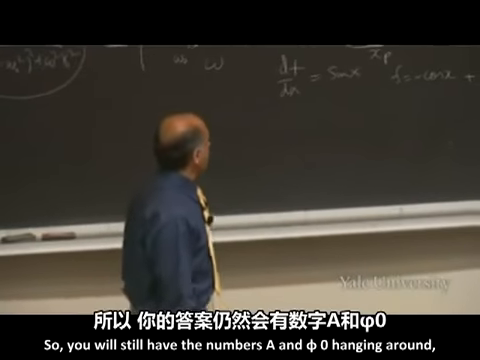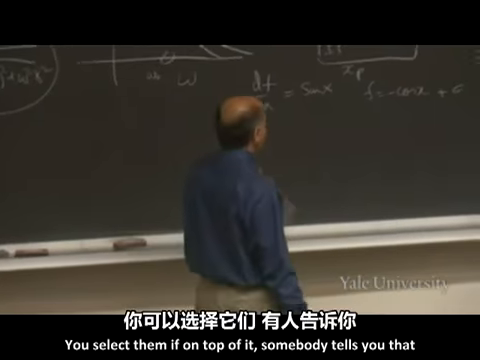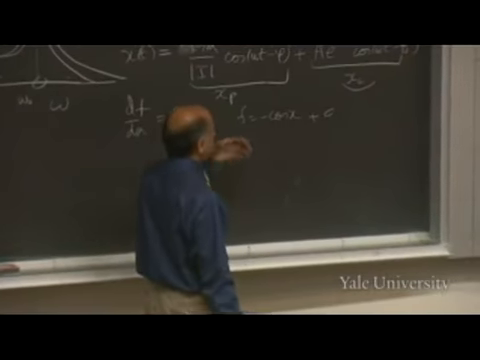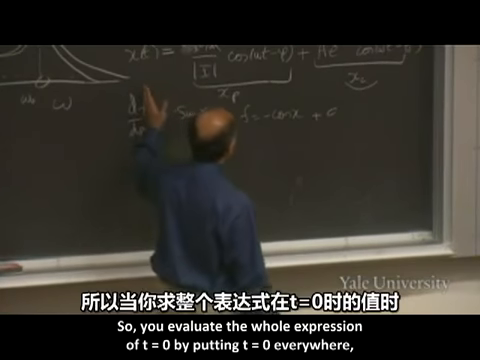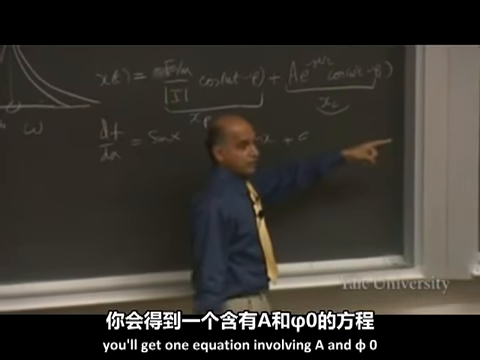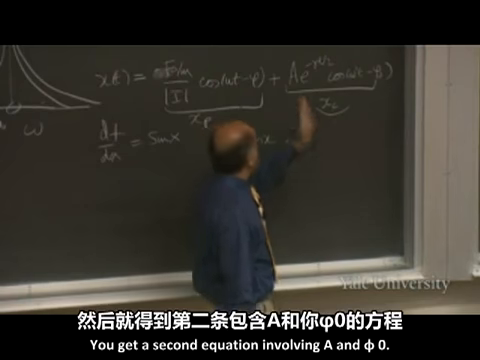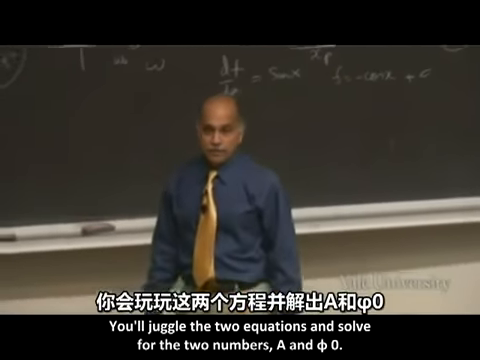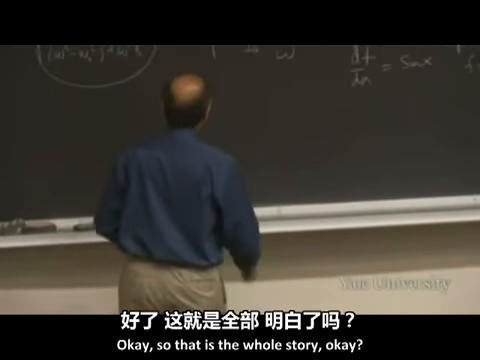So you will still have these numbers a and phi naught hanging around, and how do you select them? You select them if on top of it somebody tells you that this driven oscillator had a certain coordinate and certain velocity at t equal to 0. So you'll evaluate the whole expression at t equal to 0 by putting t equal to 0 everywhere. You'll get one equation involving a and phi naught, and you'll take the derivative for the velocity, set that equal to some given number. You get a second equation involving a and phi naught. You will juggle the two equations and solve for the two numbers, a and phi naught. Okay, so that is the whole story.